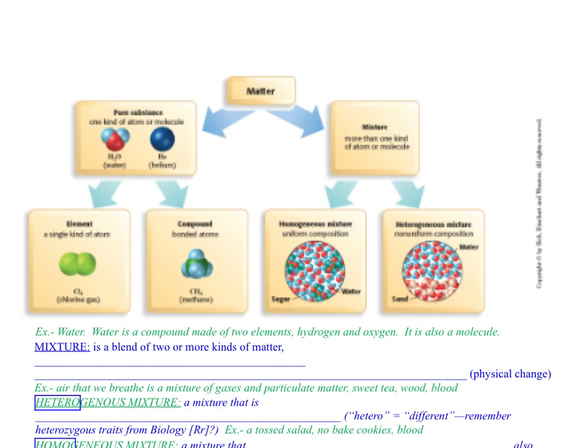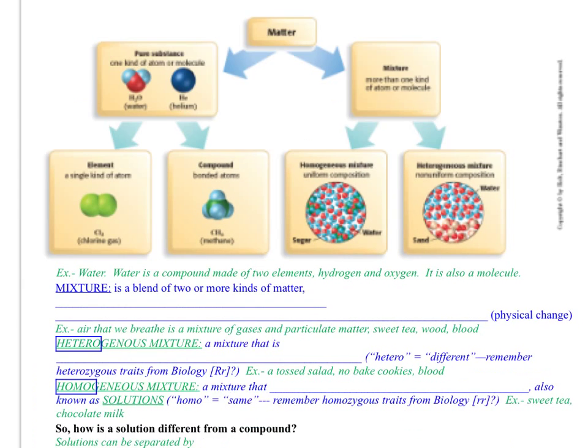Diatomic are two of the same. It looks like my picture got a little bit in the wrong place. I'm not sure if this is lining up with yours, but this was supposed to go below all these words. But anyways, here's your example of the previous term, molecule. Compound. Water is a compound made of two elements, hydrogen and oxygen, and it is also a molecule.